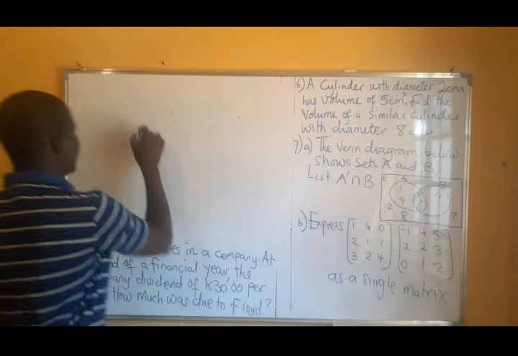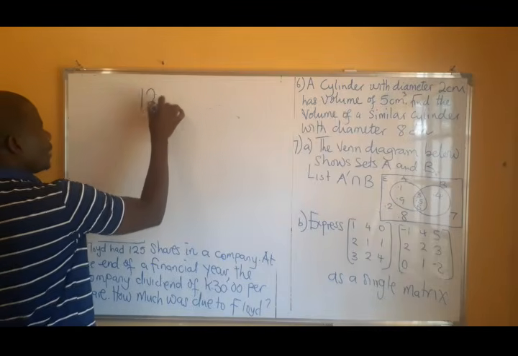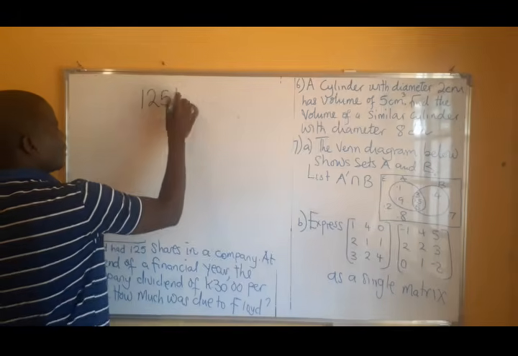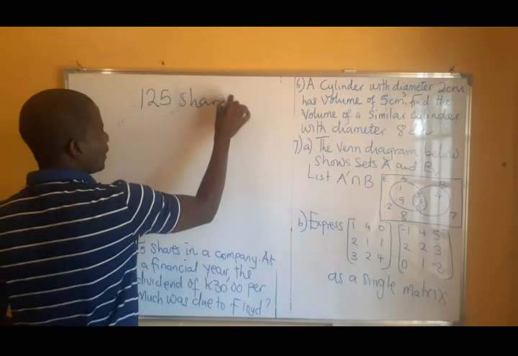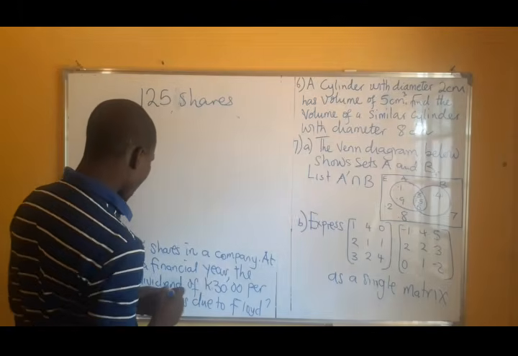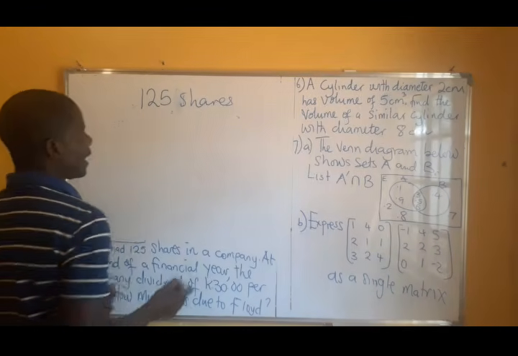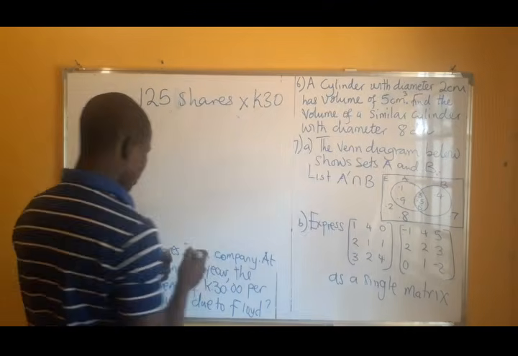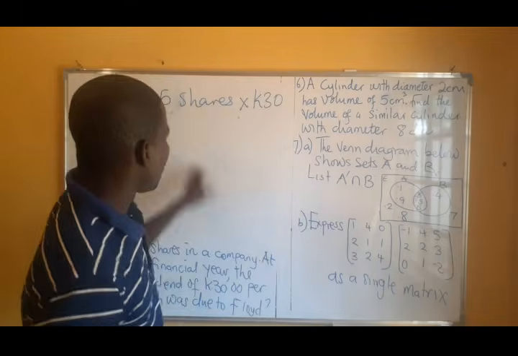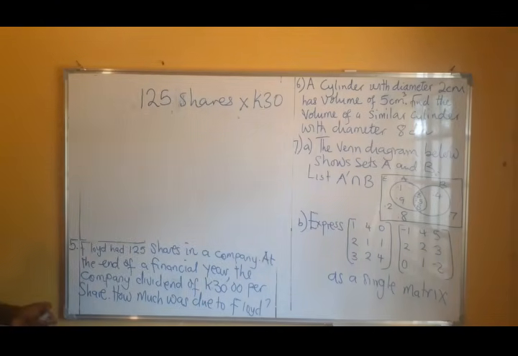So Freud had how many shares? Had 125 shares. Now, the dividend per share that was declared was 30 kwacha. So now we need to multiply these two so that we get there.